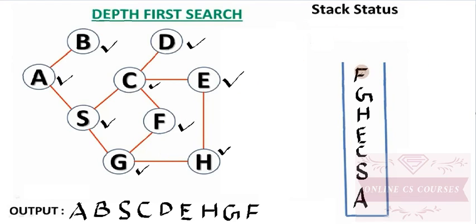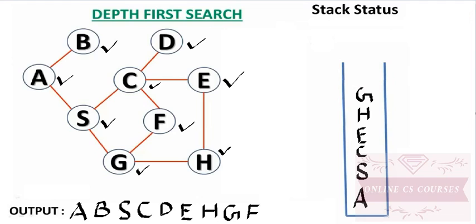So now F is on the top of the stack and now we will check this vertex F and we will check the adjacent unvisited vertices. So the adjacent vertices are C and G. So G and C are the adjacent vertices of F and both are visited vertices. Adjacent तो है but both are visited vertices. So we will pop F from the stack.